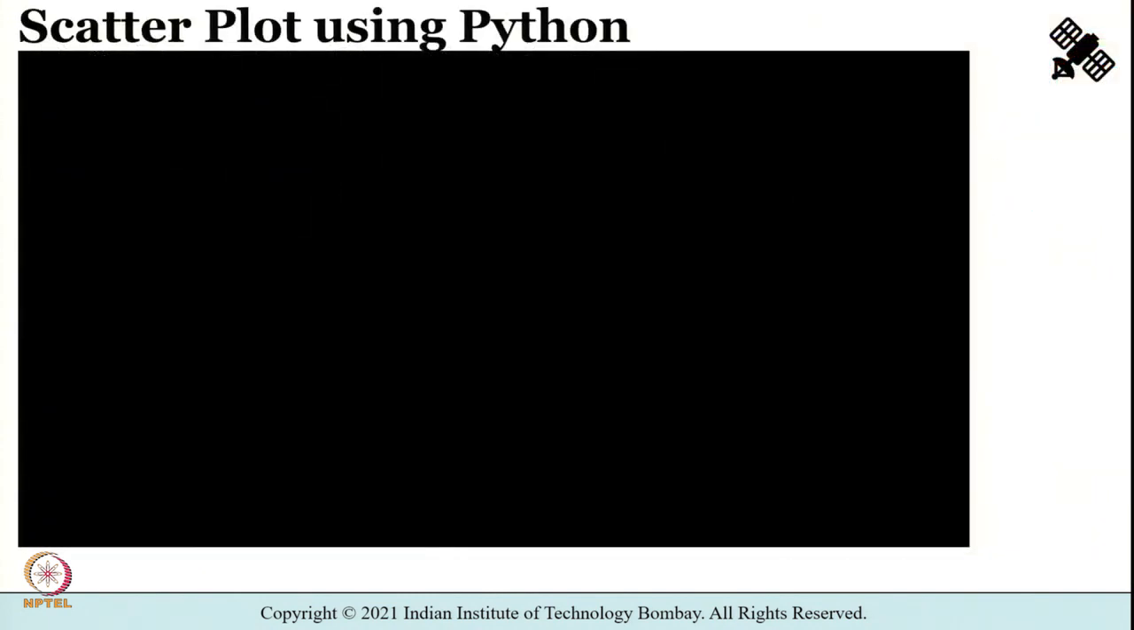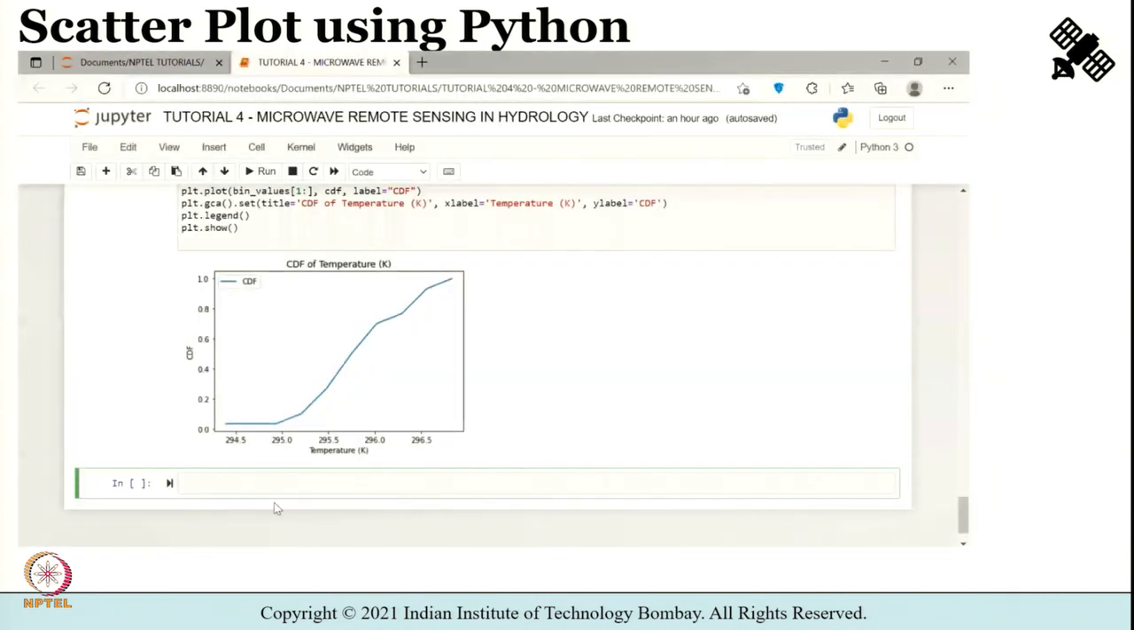So, with this background, let us try to see how we can create scatter plots in Python. Scatter plots in 2D. Let me use plt.scatter. Data 1, data 2. This is the correct syntax.